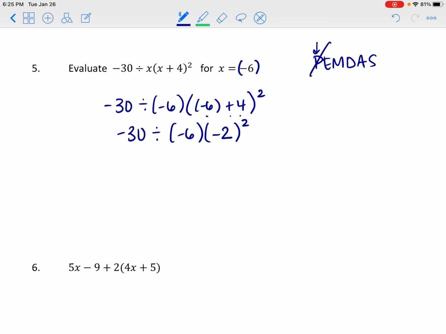Took care of that. Now exponents. So we want to square here. A negative 2 times a negative 2 is going to make a positive 4. So I have a negative 30 divided by a negative 6 multiplied by a positive 4.